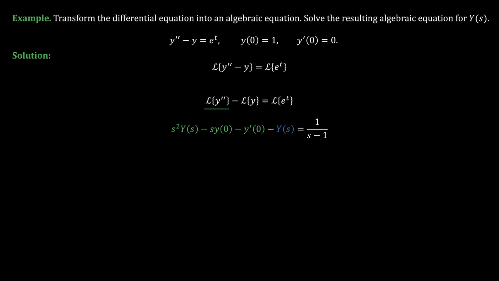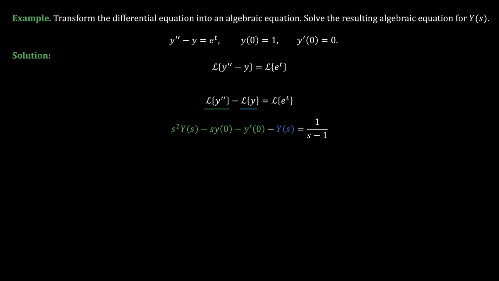And then here in blue, I have capital Y of s. Where'd that come from? That's just taking the Laplace transform of the unknown function y that we're trying to find to solve the differential equation. And on the right-hand side, the Laplace transform of e to the t is found using the Laplace transform table, noticing that I have an a value of 1. So I'd have 1 over s minus 1. And that brings me to this stage that we're at right now.